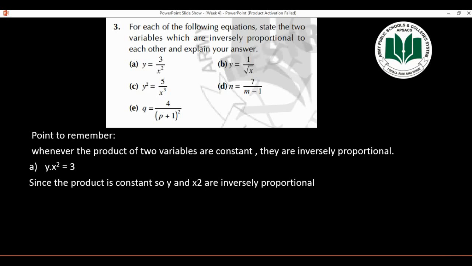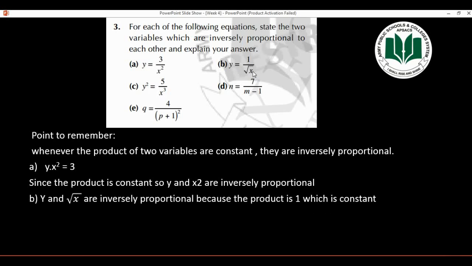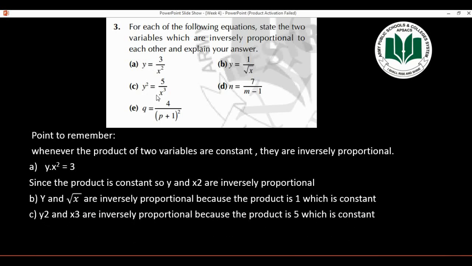In part B, y is equal to 1 over square root of x. This square root of x will go to the other side, it will be multiplied with y, and the answer will be equal to 1. So 1 is again a constant, so y and square root of x are inversely proportional to each other. In part C, y squared and x cubed are inversely proportional to each other because the product is 5, which is a constant.